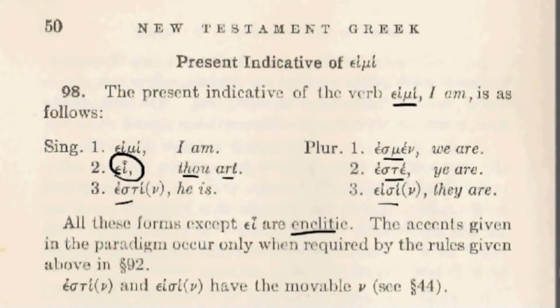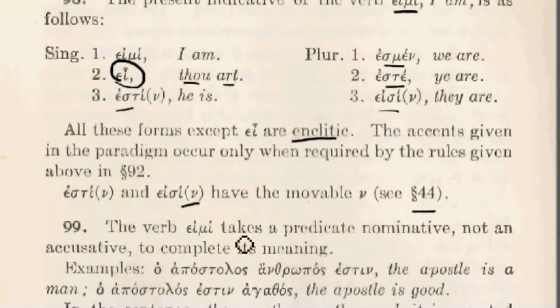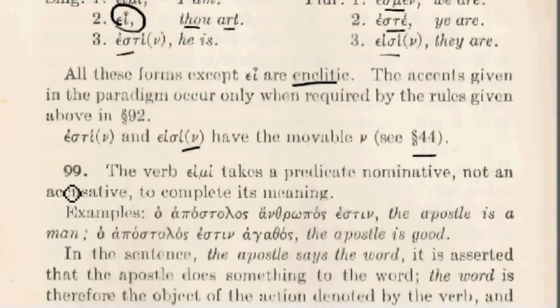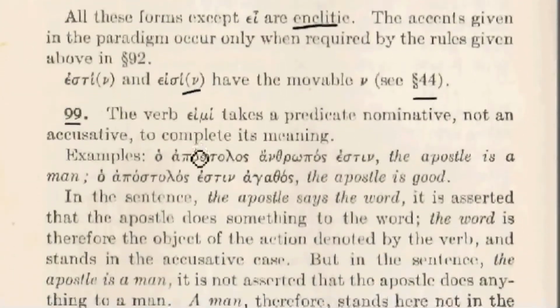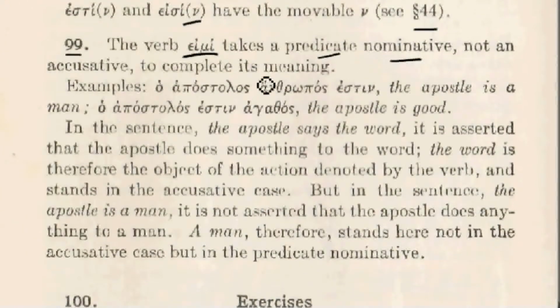The other thing to notice is that the third person plural can have the movable nu, which you've learned about back in paragraph 44. And in paragraph 99, Machen makes note of the fact that this verb of being takes the predicate nominative. That's the same as you would find in English. So if you have I am a man, the word man in that sentence would be in the nominative case, not in the accusative case, and he illustrates that principle, for example, here. Ho apostolos, the apostle, anthropos estin, is a man. Notice it's anthropos, not anthropon.